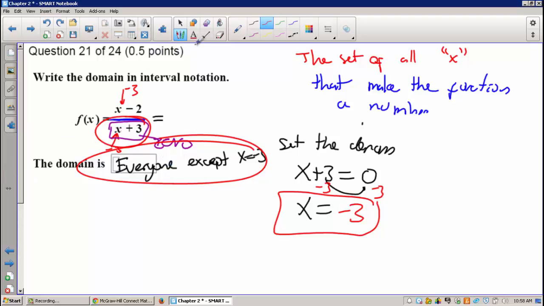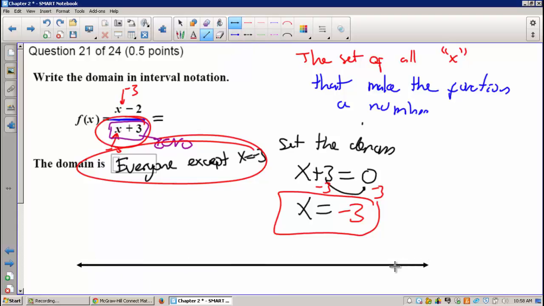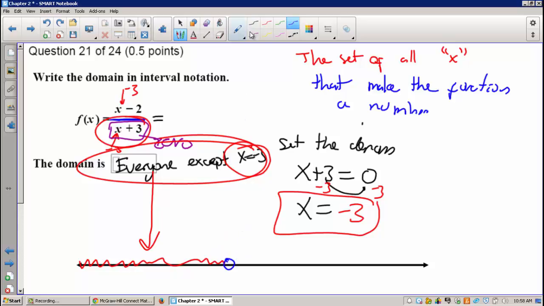First, I'm going to make a picture for you guys. Can you color here? Everyone is going to be colored except -3. Take an eraser and remove -3. That's what it says. Everybody, but when you come to -3, put a hole in there. This guy is not allowed.